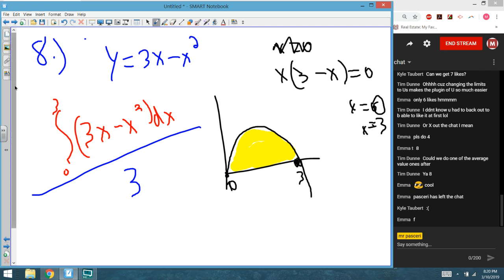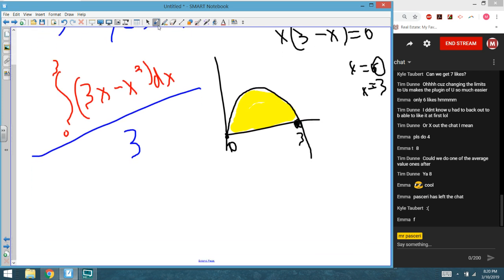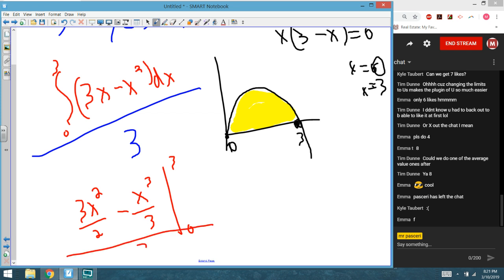So all I'm going to do is work out this whole math problem in red, and then divide my answer by 3. If you want to do 1 over b minus a, which is 1/3, that's the same as dividing by 3. So I got 3x squared over 2 minus x to the 3rd over 3, and I can use the bar from 0 to 3. We have to make sure we divide by 3 at the end.